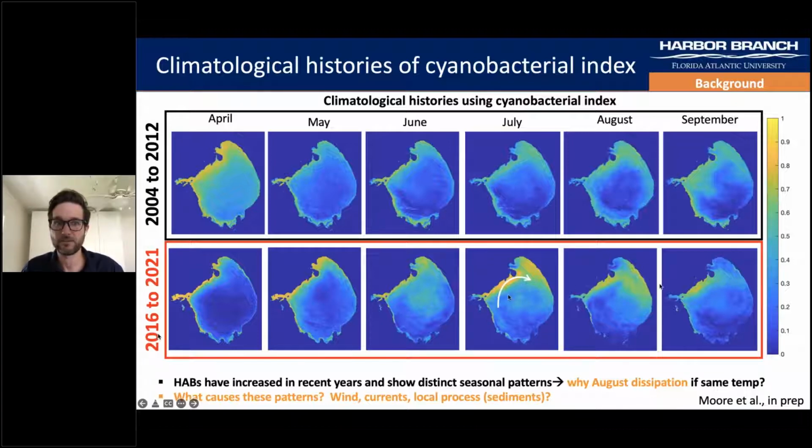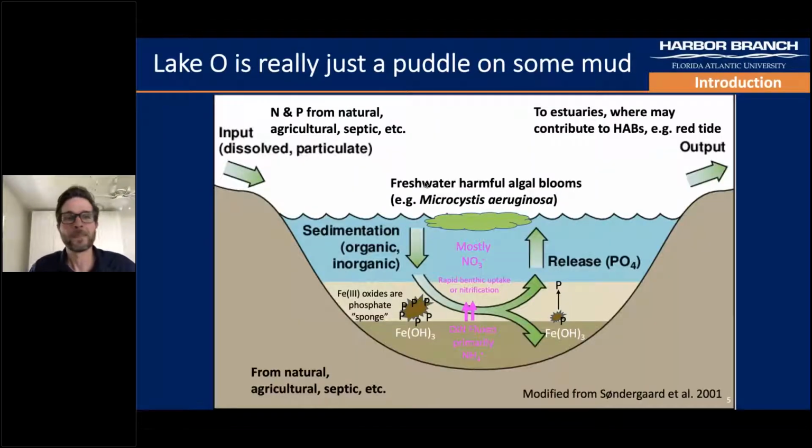And you see these differences also from month to month, which is kind of strange when you think about Florida being warm, and we're certainly within the tolerance range of Microcystis, the Microcystis algae. And so there has to be something else going on, whether it's wind, currents, the underlying sediments, something is causing, for instance, this hot spot to emerge here more recently than we see in June. So we're trying to really get at these more underlying factors.